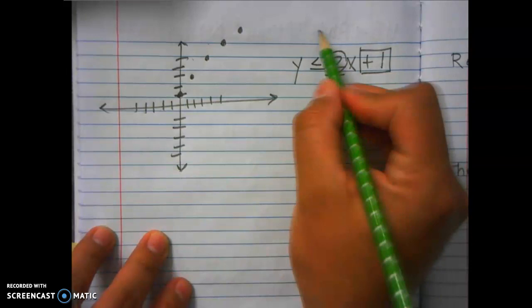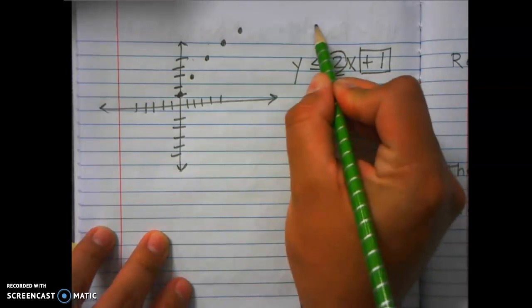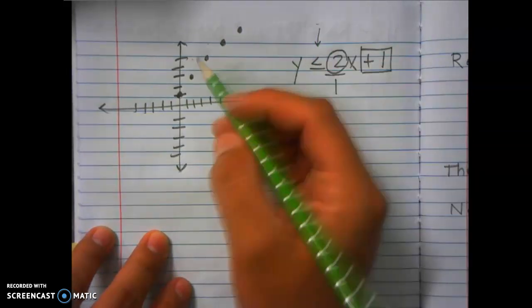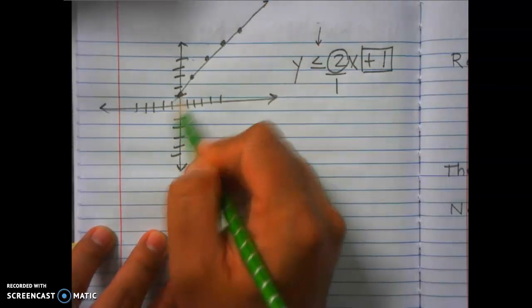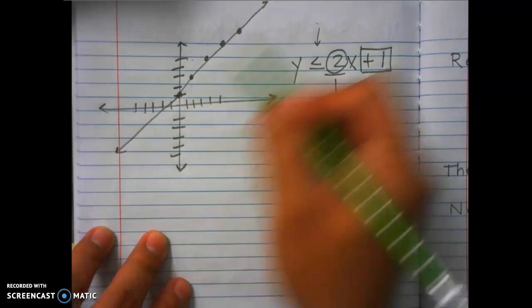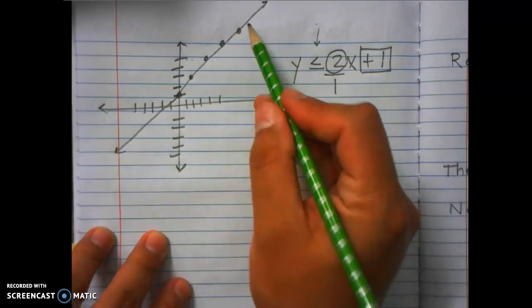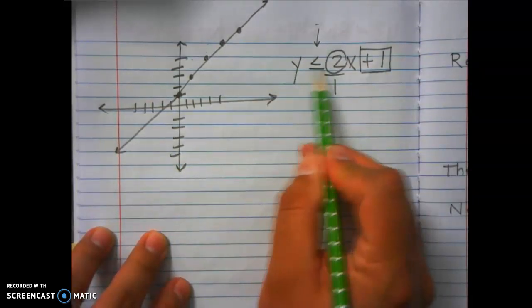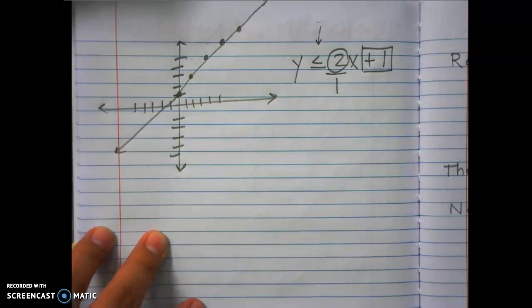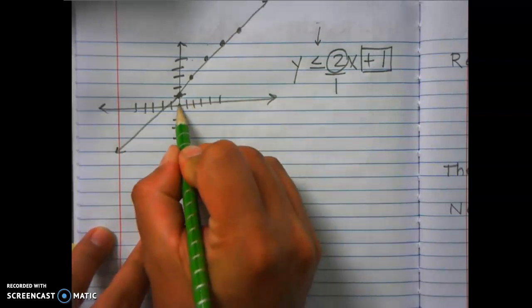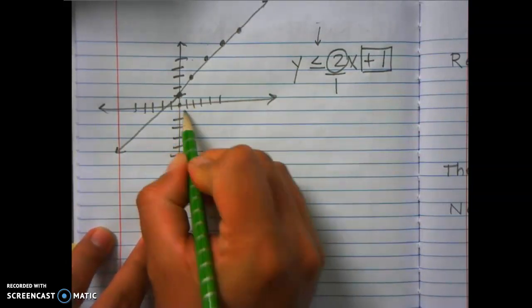So based off of this symbol, I know that I'm going to have a solid line. So when I connect my points, I try to connect it through my whole graph, and I'm using a solid line because this one did have a line underneath. The point, remember, that I like using is 0, 0, only because it's easy to locate.